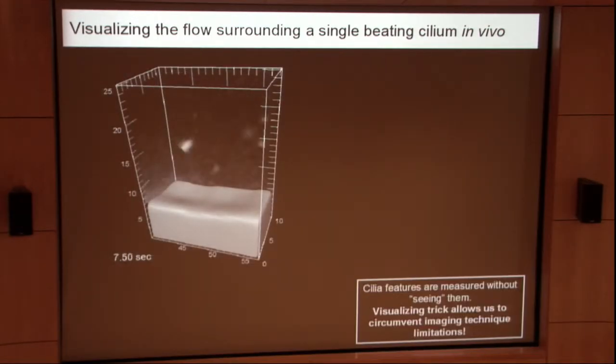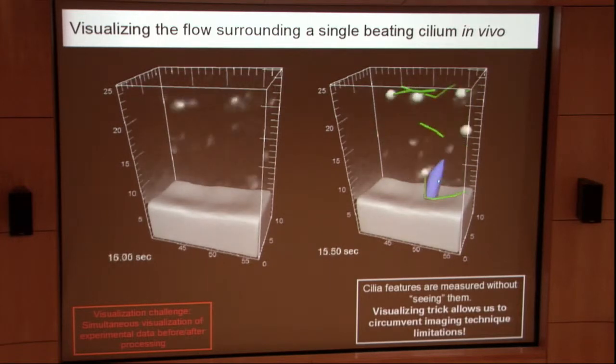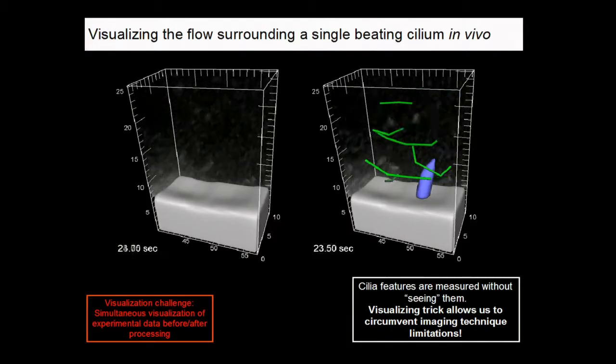And then we could start with this. This is the raw data here with the particle, and then this is the surface of the cells, and you could reconstruct the position of the cilium and then the flow surrounding it.